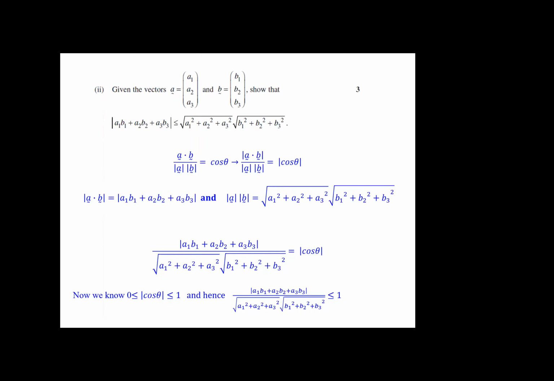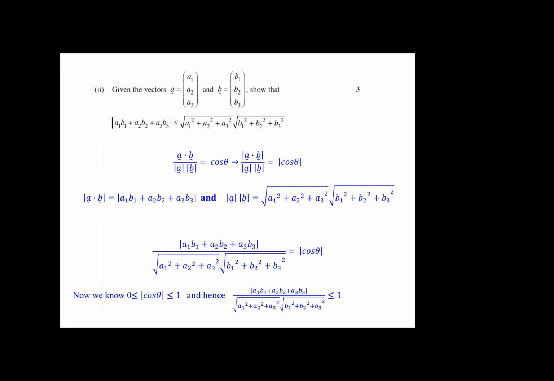Okay, moving on. Part 2. This general question around vectors in 3D asks students, if they were given those two vectors, show that particular inequality. On first sight, it looks rather complicated.